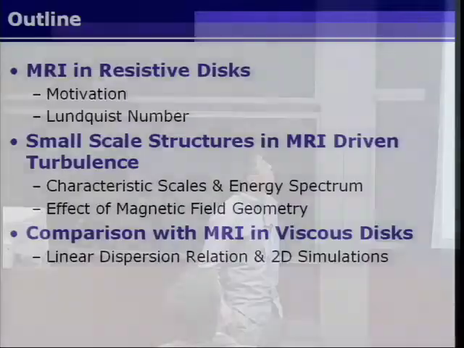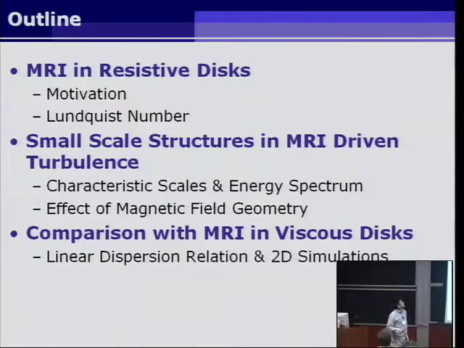This is the outline of my talk. At first, I'll talk about the importance of the resistivity for MRI study, and talk about two different topics. One is a small-scale structure in MRI-driven turbulence, and the second is a comparison between viscous MRI and resistive MRI based on the linear analysis and the 2D simulations.